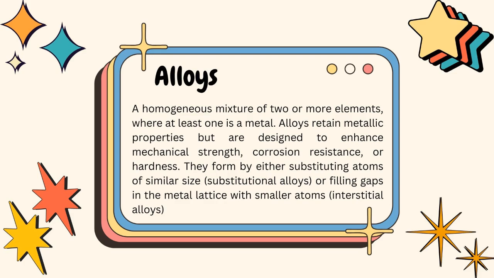Now that we've established what a metal is, let's talk about alloys. An alloy is a homogeneous mixture of two or more elements where at least one is a metal. Alloys retain basic metallic properties, but are also designed to enhance mechanical strength, corrosion resistance, or hardness. They form by either substituting atoms of similar size, substitutional alloys, or filling gaps in the metal lattice with smaller atoms, interstitial alloys.